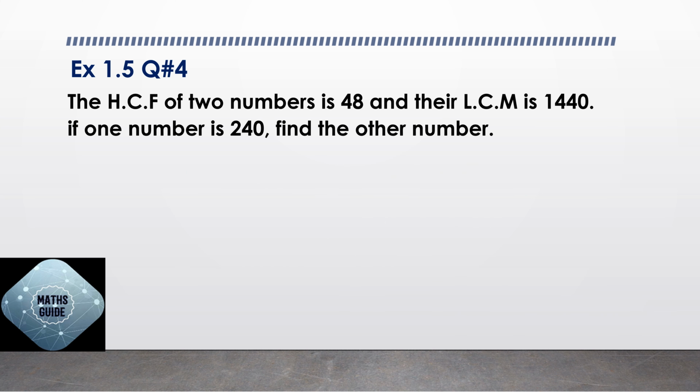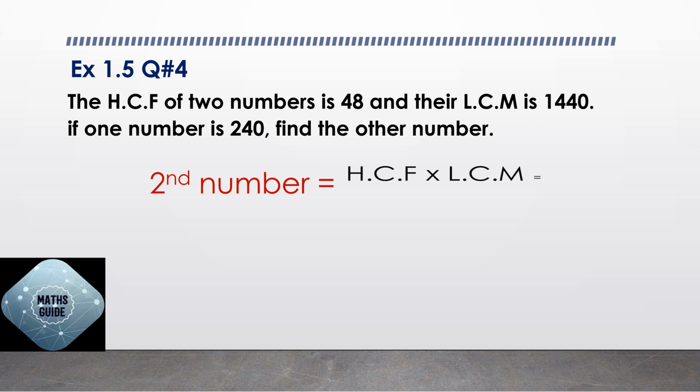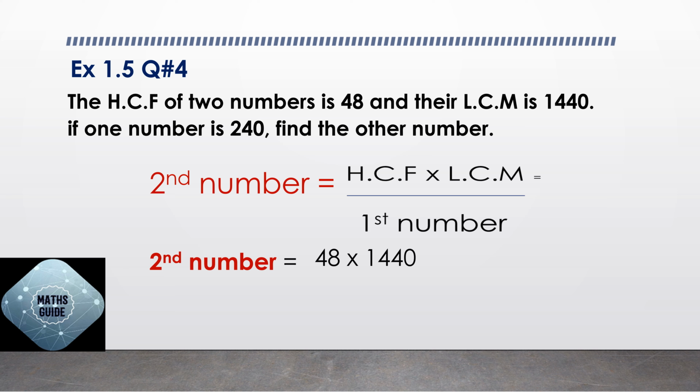This is exercise 1.5 question number 4. The HCF of two numbers is 48 and their LCM is 1440. Again HCF and LCM both are given in the question and the first number is also given and we have to find out the second number. We will use the same formula that second number is equal to product of HCF and LCM divided by first number. So putting values into the formula, we get 48 into 1440 divided by 240.